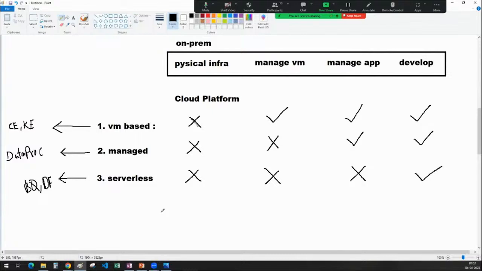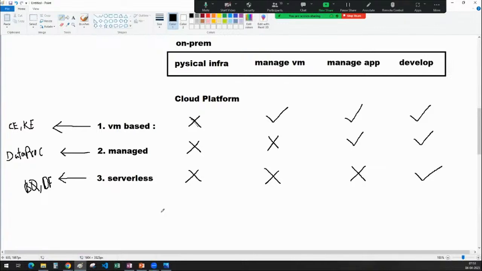When you talk about managed services, the cost will be okay, but you have to manage some things, like managing the application. So there is some burden on you; your team has to take care of managing the application. But when you go to serverless, your team need not worry about application management, because you can directly go for development. All other things like physical infrastructure, managing the virtual machine, and managing the application will be taken care of by the cloud platform itself.